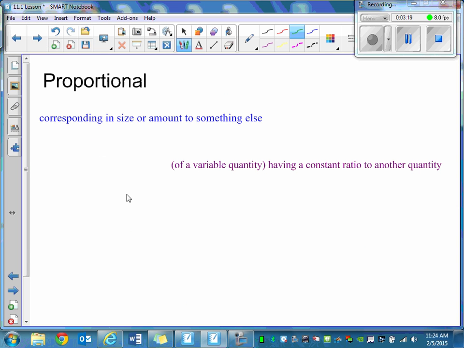I mentioned this earlier, scale models and maps and drawings are proportional to the actual building or plane or whatever it is that we're talking about. If you recall, we talked about proportional before. Proportional is corresponding in size or amount to something, or having a constant ratio to another quantity. An example would be that 3/4 is the same as 9/12.